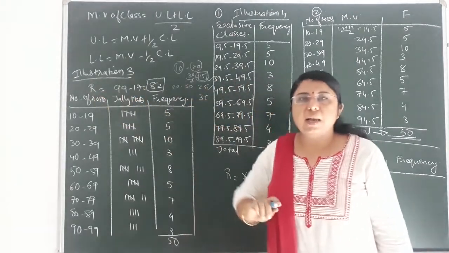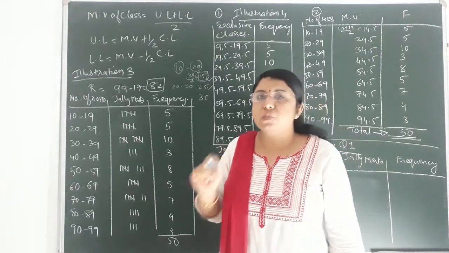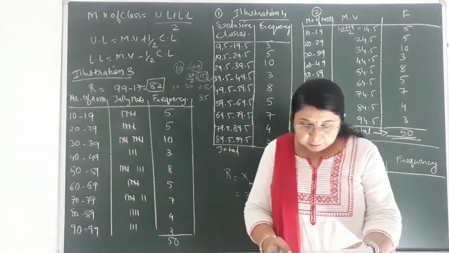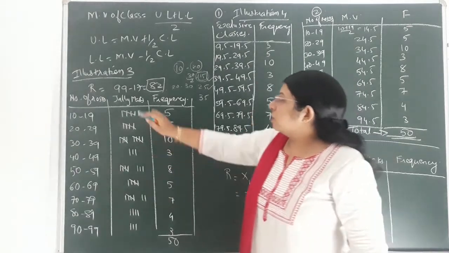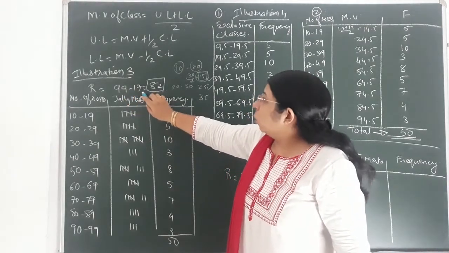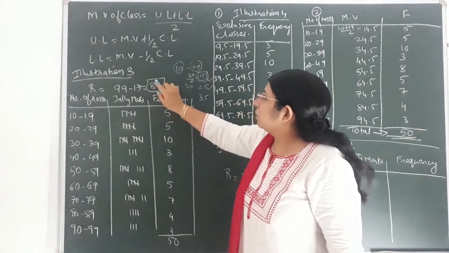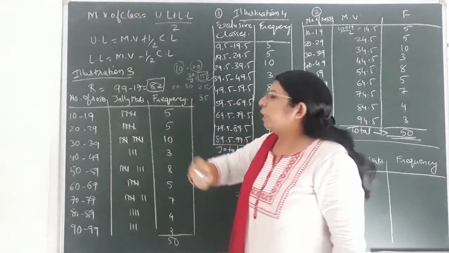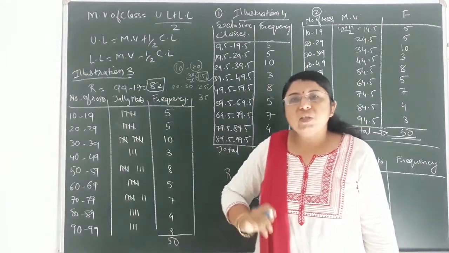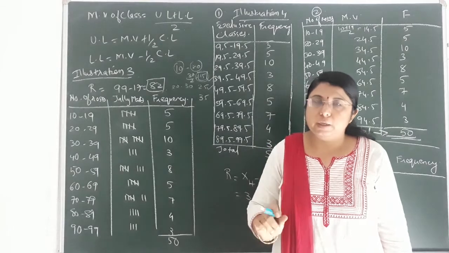We already discussed in the last video lecture the formula for range, that is maximum value minus minimum value. From the 50 data given to you, you can see that the highest or maximum value is 99, and the lowest or minimum value is 17. So 99 minus 17, the range comes to 82. And it is already given in the question that one of the classes should be 30 to 39.